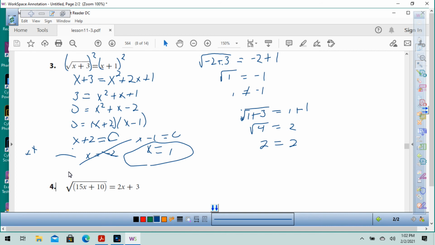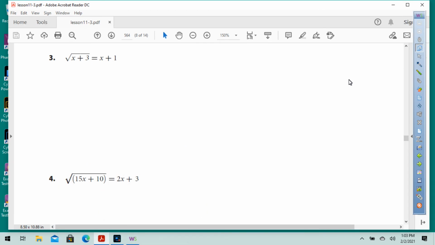Let me write it right here. Extraneous solution. All right, so x equals, well, negative 2 doesn't work. Let's try number 4.